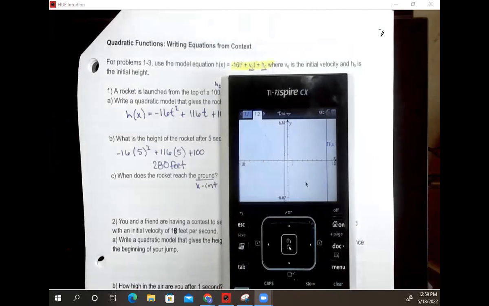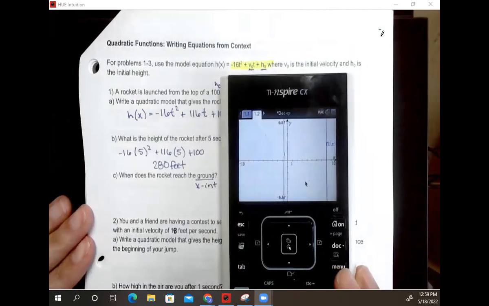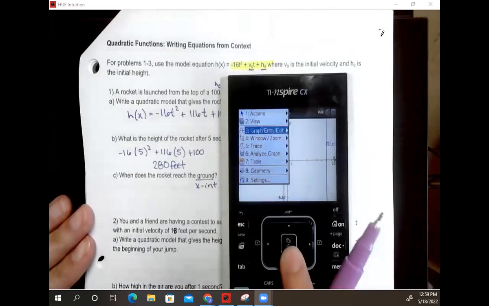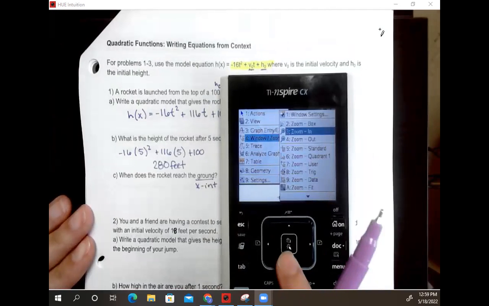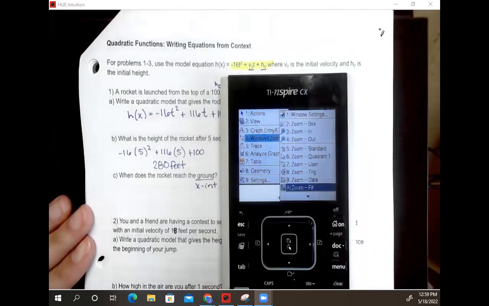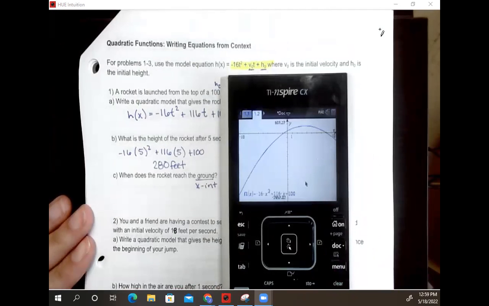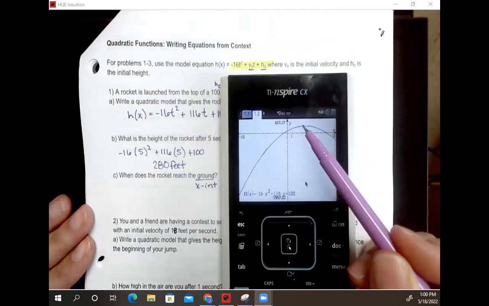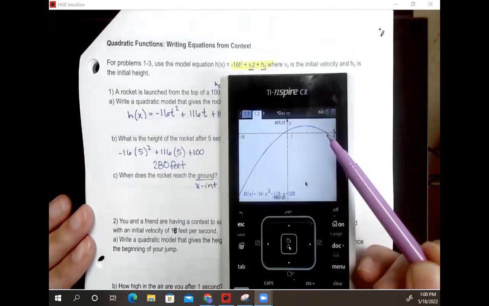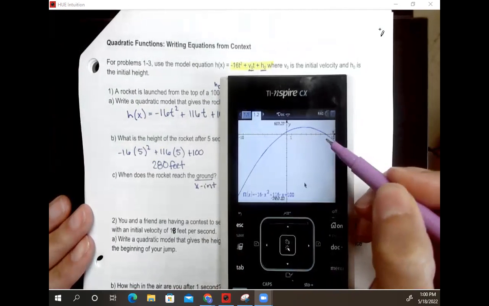So if I want a better picture of this, remember to adjust your zoom. So I'm going to hit menu. I'm going to go down to Window Zoom, and I like Zoom Fit because it scales the graph to give me a good picture. So here we can see there's the trajectory of our rocket. Now what we want is this x-intercept over here.